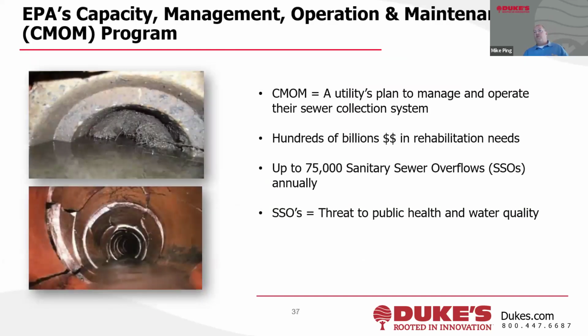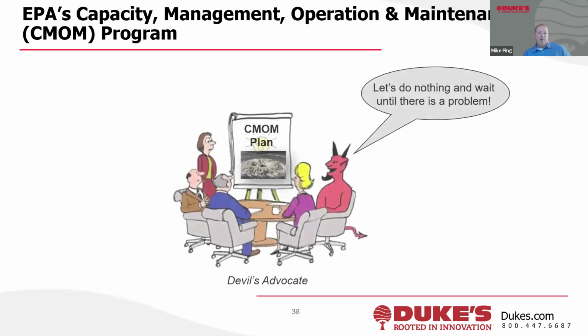Of course not, right? So enter the EPA CMOM program, which every collection system should have a version of that's fixed up for themselves. CMOM stands for Capacity Management, Operation, and Maintenance, and it's a utility's plan to manage and operate their sewer collection system. Hundreds of billions of dollars get spent on rehabilitation needs, and we touched on the large number of overflows. SSOs at the end of the day are not desirable and are a threat to water quality.